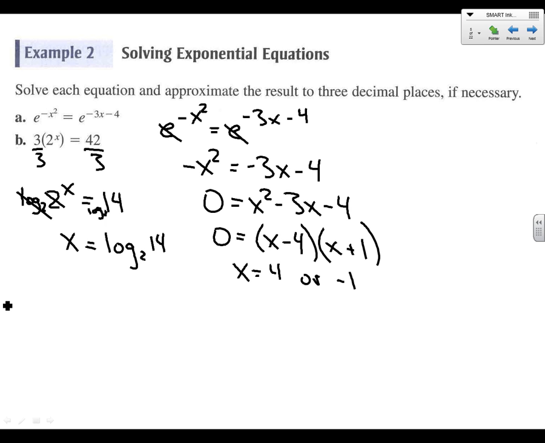Now some of you have fancier calculators and you can plug log base 2 of 14 straight into them. Some of you will need to use the change of base formula because you only have log base 10 on your calculators, but that's easy enough to do. Log base 10 of 14 over log base 10 of 2. If you plug that into your calculator, you do get a decimal, but it says give it to 3 decimal places. So approximately 3.807. All right, one for you to try now.